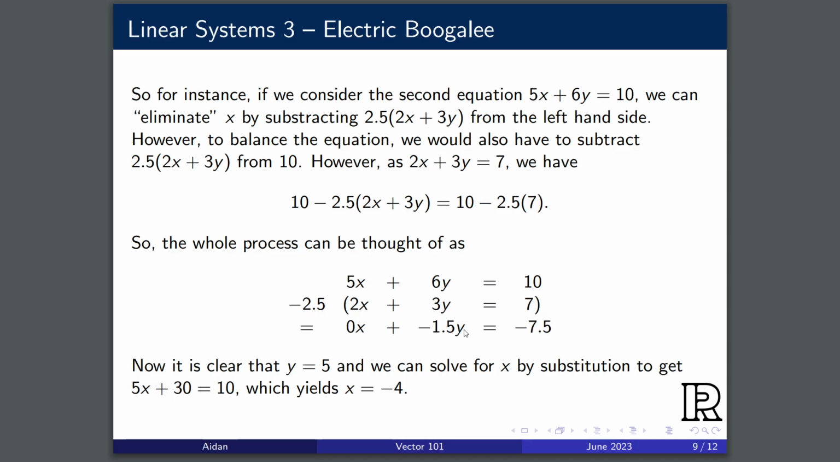Now you can solve for y pretty easily. You get that y is 5, and then, okay, fine, you can substitute in now and figure out that x is equal to negative 4. Right, and so this is how you would use elimination and then a little bit of substitution to solve a linear system. Are there any questions about how we solve this system?